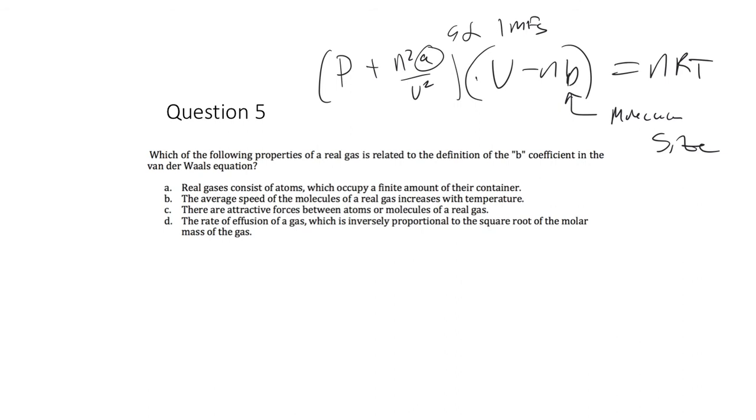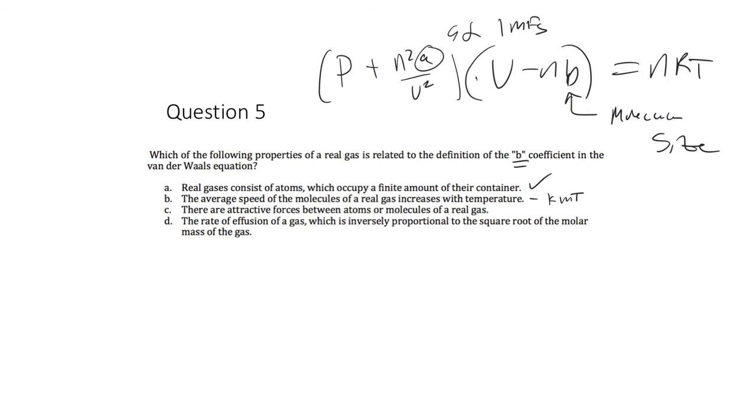And so, which is the definition of the B constant? Real gases consist of atoms which occupy a finite volume of their container. That is the statement of what the B is corresponding to. The average speed of molecules in a real gas sample increases with temperature. This is from the kinetic molecular theory of gases. True statement, but has nothing to do with the B constant. That's just one of the postulates that the average speed is related to temperature.